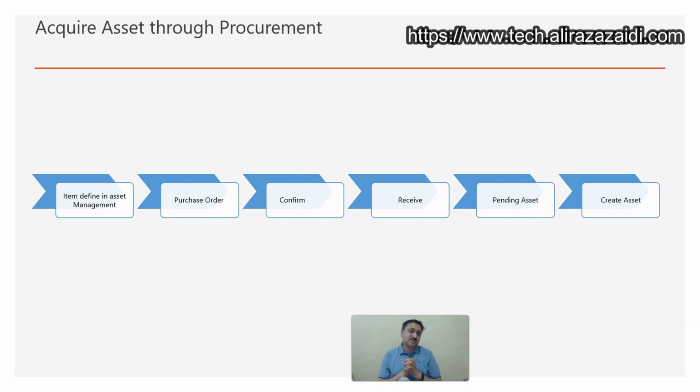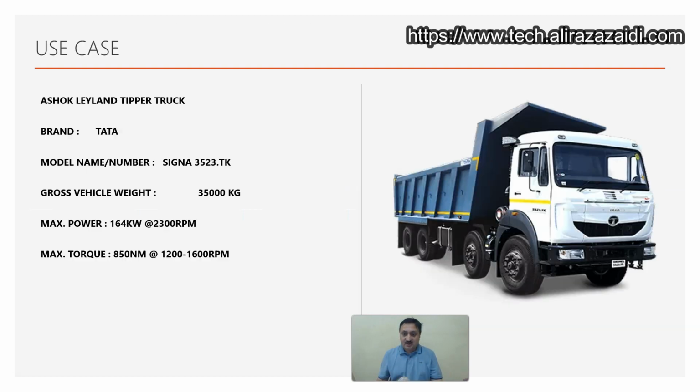Whenever we create a purchase order in asset management, a new pending asset is created with a purchase order status. When we confirm it and receive it, the pending asset status changes again, and after receiving, from the pending asset screen, we can create a new asset. Suppose I have to purchase this truck; I can create an asset directly in asset maintenance.